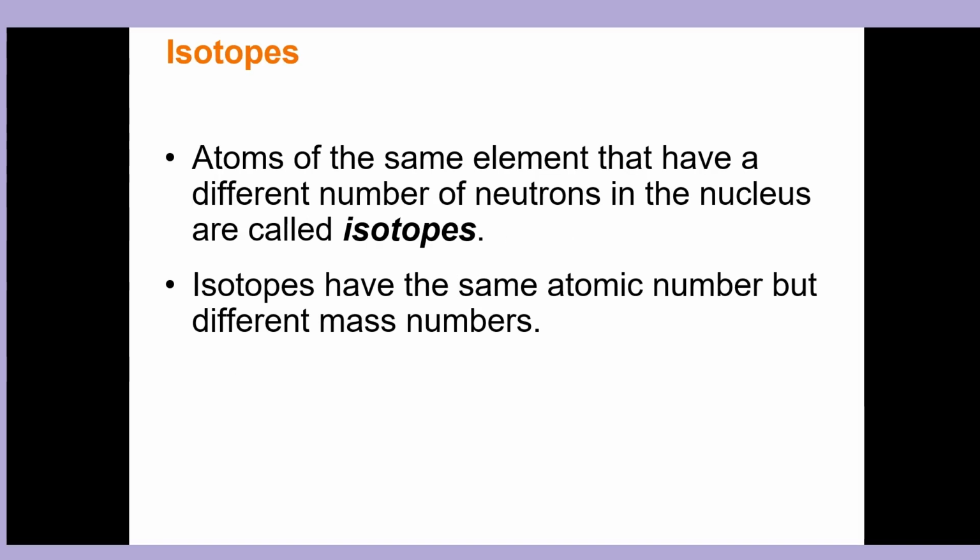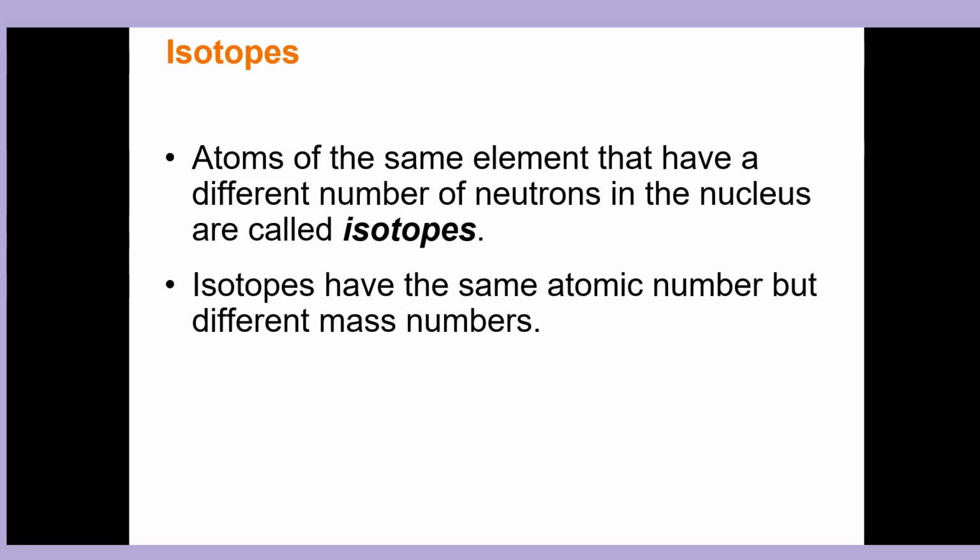Now, in terms of isotopes, atoms of the same element that have a different number of neutrons in the nucleus are called isotopes. Let me rephrase that so you can understand what we mean. Isotopes have the same atomic number, but different mass numbers.